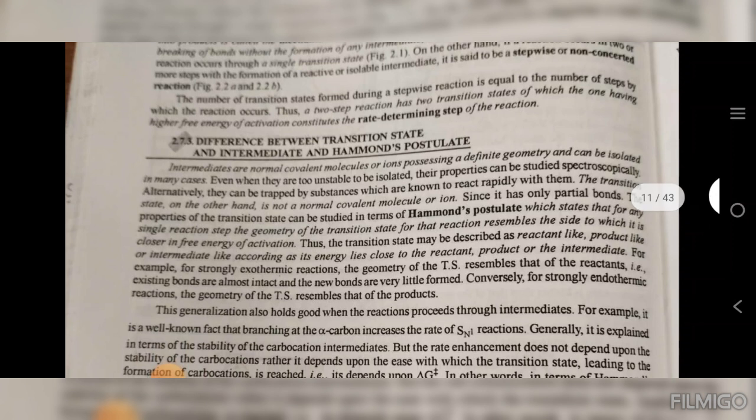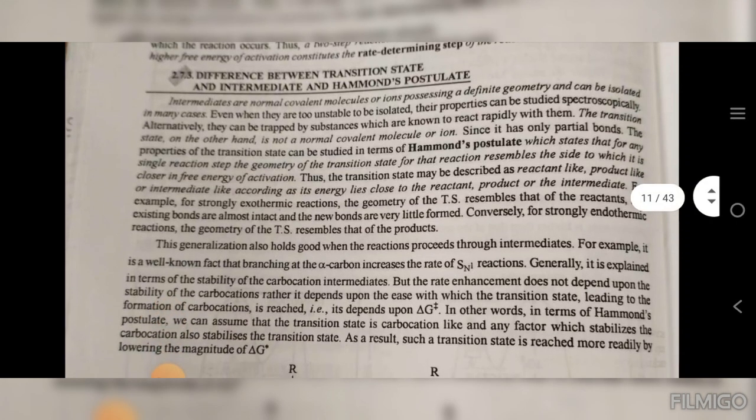The number of transition states formed during a stepwise reaction is equal to the number of steps by which the reaction occurs. Thus, a two-step reaction has two transition states, of which the one having higher free energy of activation constitutes the rate determining step of the reaction.